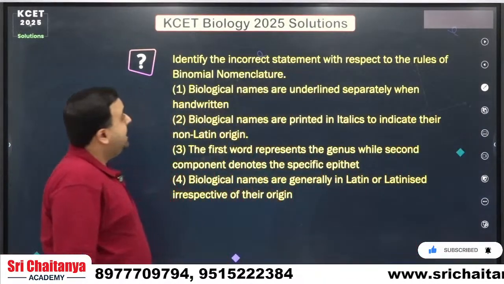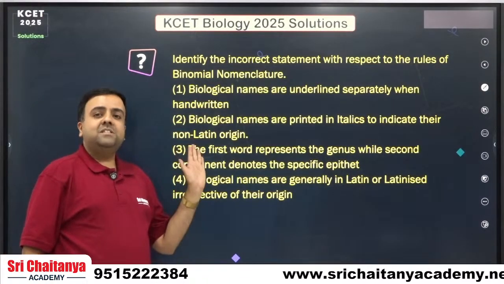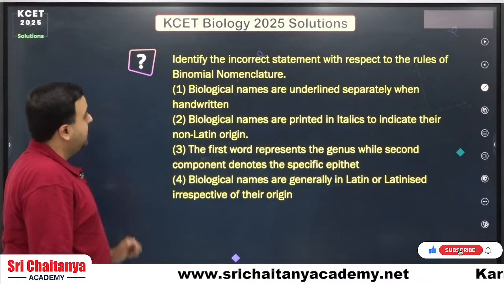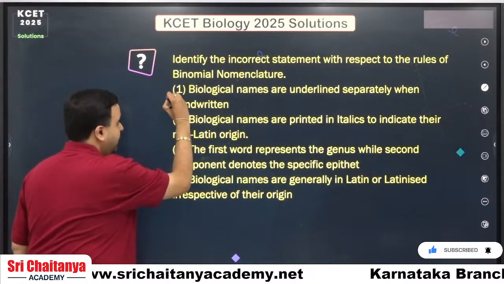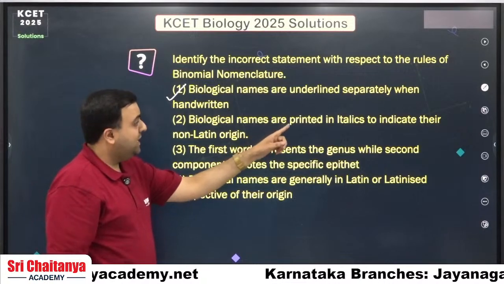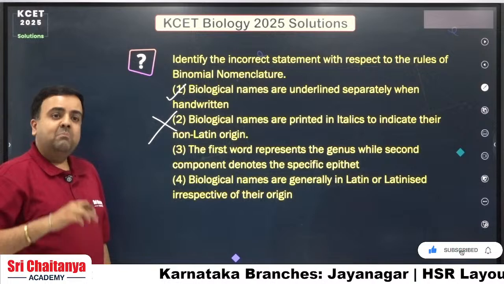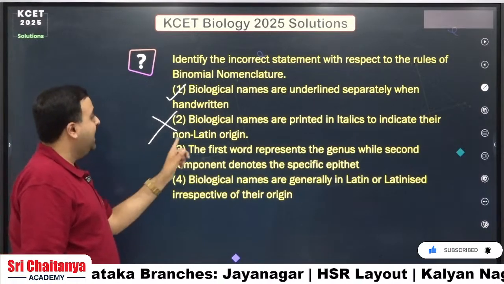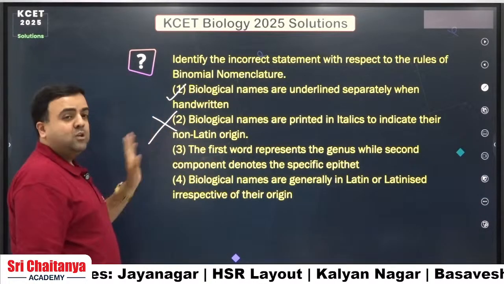Next one, identify the incorrect statement with respect to the rules of binomial nomenclature. This question comes from the very first chapter, the living world. Let's look at the options. Biological names are underlined separately when handwritten. This is correct. Biological names are printed in italics to indicate their non-Latin origin. So this is the incorrect statement, because when you italicize a word for binomial nomenclature, you indicate the Latin origin. So therefore, for this question, the incorrect statement is option number 2.